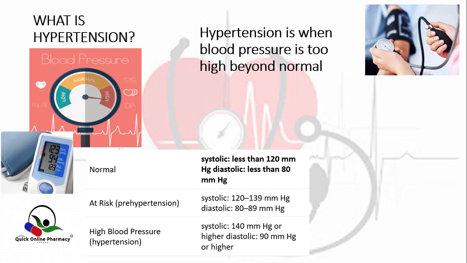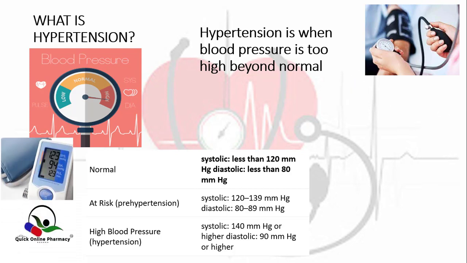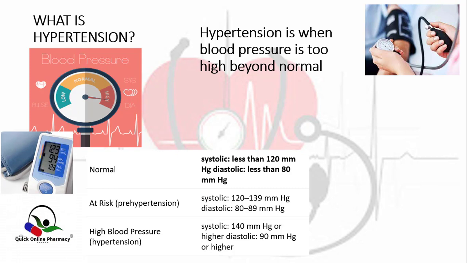Even when you look at the machine used to measure blood pressure, this is how it displays. It displays 123, that's the systolic value, and then there is 94, that's the diastolic value. For a normal person, the systolic value should be less than 120 millimeters of mercury, and the diastolic value should be less than 80 millimeters of mercury.